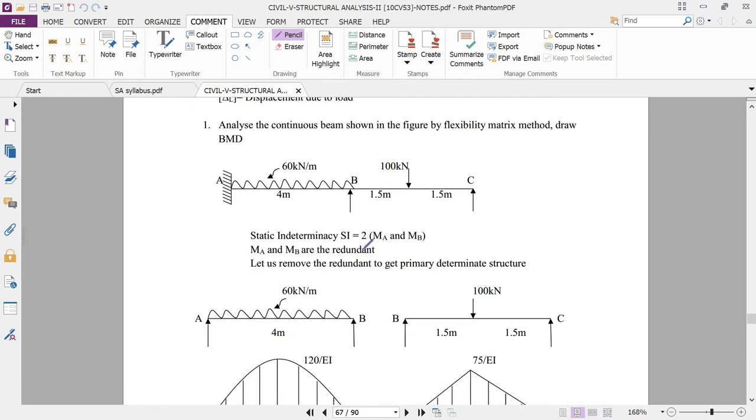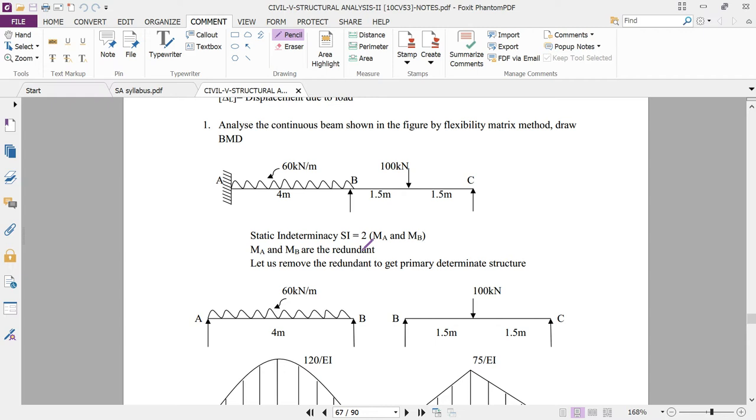So this is a typical indeterminate beam. Analyze the continuous beam as shown in the figure by the flexibility matrix method and draw the bending moment diagram. If you see, support A is a fixed support, while B is an intermediate support and C is a free support. Span AB is subjected to a UDL of intensity 60 kN per meter, whereas span BC is subjected to a central load of 100 kN, which is acting exactly at the center.